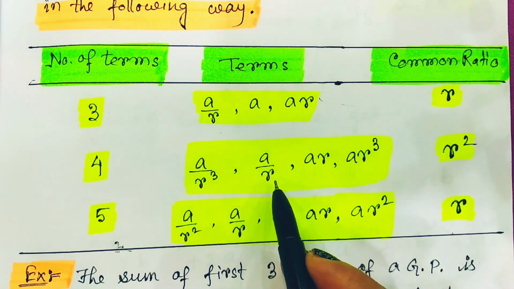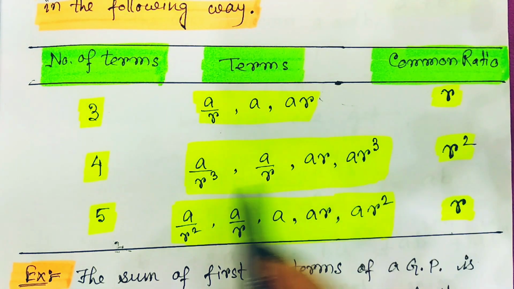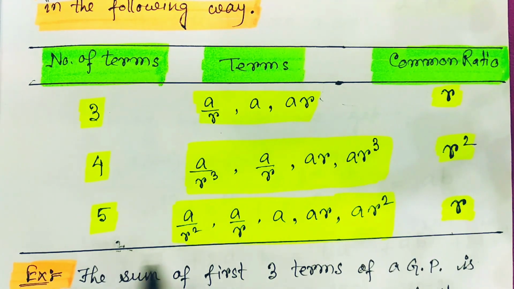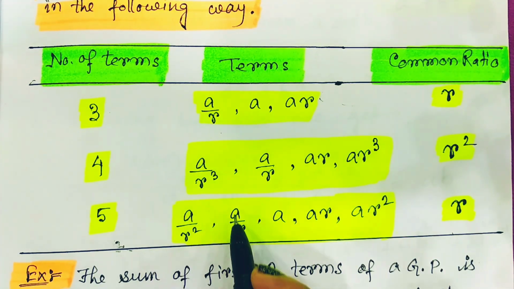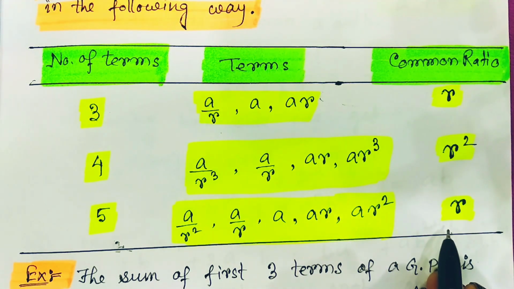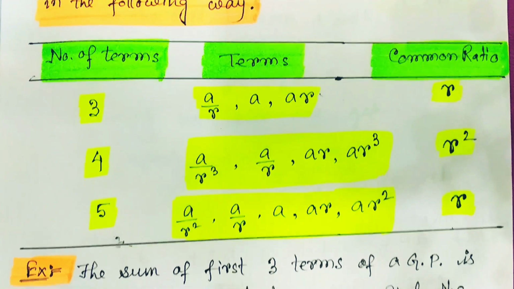Similarly, if 4 terms are there, then we take the terms as A upon R cube, A upon R, AR and AR cube, where the common ratio is R square. If 5 terms, then we will take A by R square, A by R, A, AR, AR square, where the common ratio is R. So in this way, we should choose the terms.